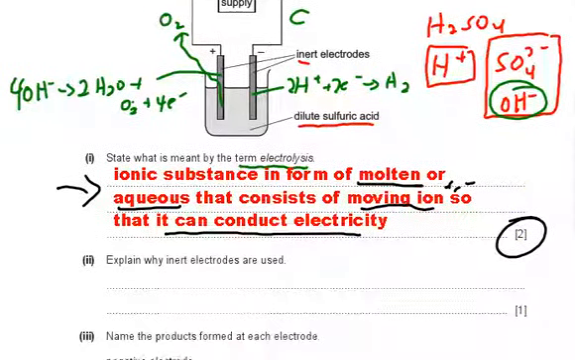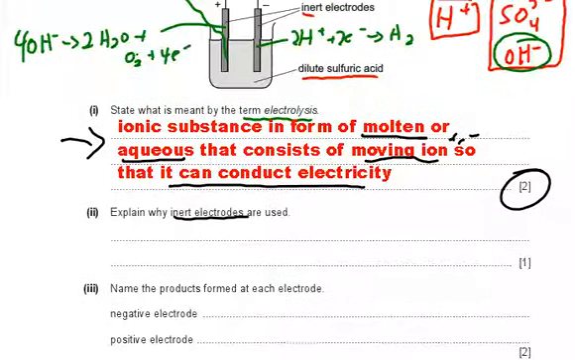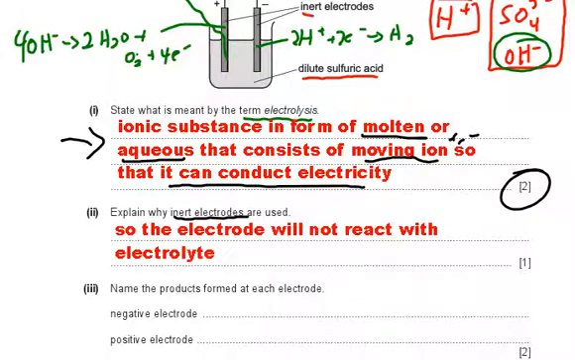Now let us look at the next one. Okay, explain why inert electrode are used. So it is not reacting with the dilute sulfuric acid or any other electrolytes. So guys, this is my answer. So the electrode will not react with the electrolytes.